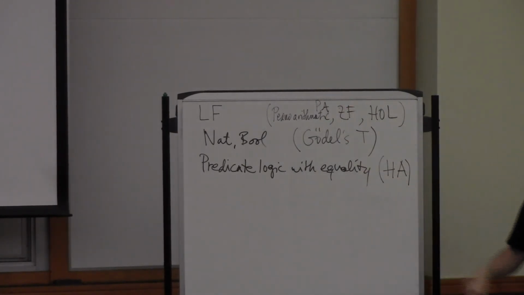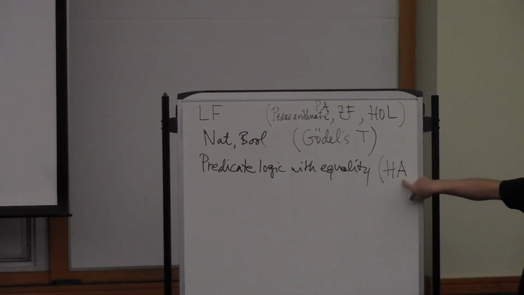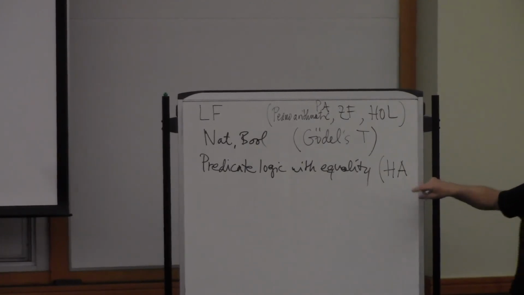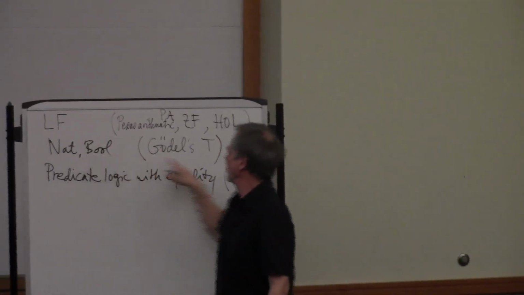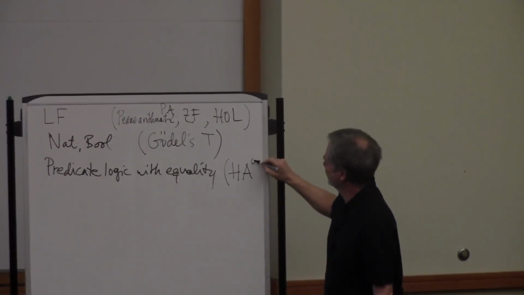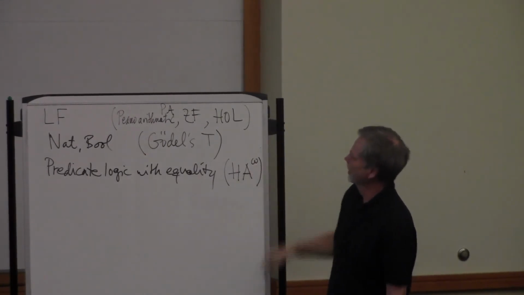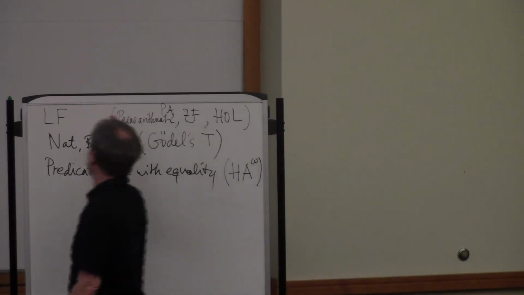So Heyting arithmetic is intuitionistic predicate logic plus the Peano axioms. And actually we get a little bit more, because Heyting arithmetic is a uni-typed system with only natural numbers as a type. But of course we get immediately here higher order functions over natural numbers, and we get a system called HA omega.